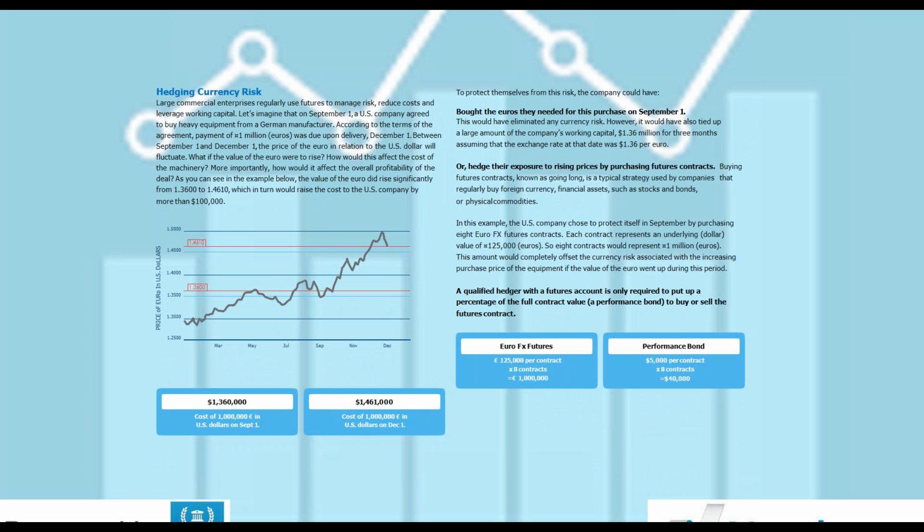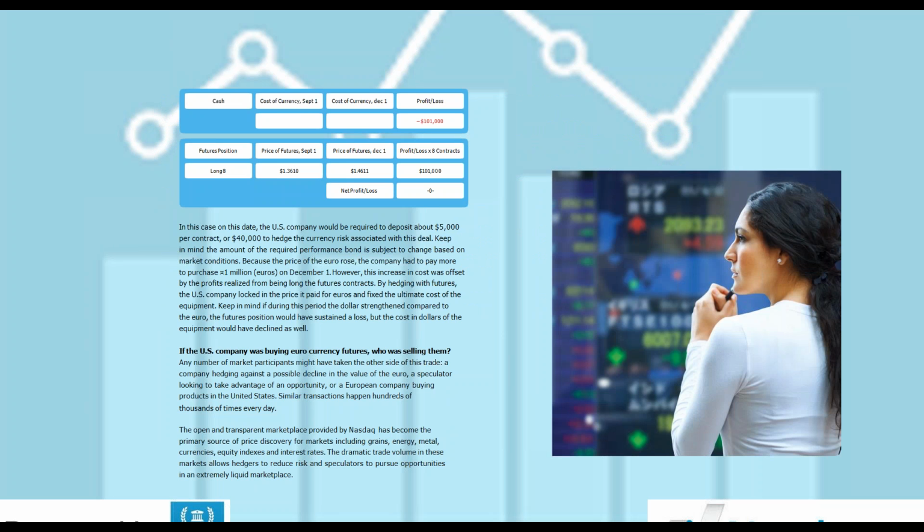You can also hedge currencies in a similar way, buying contracts of currency in the futures market. It's different than trading on the Forex. Okay? It's also different than trading CFDs. If the U.S. company was buying euro currency contracts, who was selling them? Any number of market participants might have taken the other side of this trade: a company hedging against a possible decline in the value of the euro, a speculator looking to take advantage of this, or a European company buying product in the U.S.